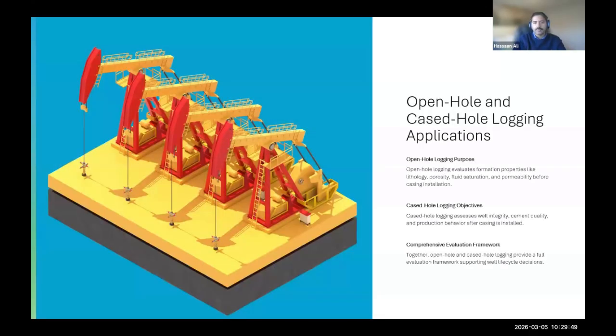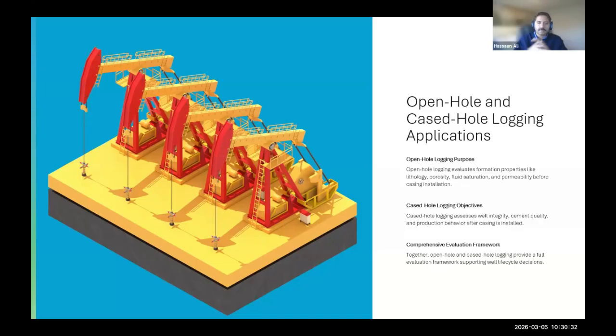We talked about the open hole and cased hole logging applications. This is a very important concept to grasp, right? Open hole logging purpose is to evaluate formation properties like lithology, porosity, fluid saturation, permeability before casing is installed. And why this is important, right? Once the casing is involved, you won't be able to determine these properties because you have a casing, which is a piece of pipe, between your tool and your wellbore. So you won't be able to evaluate all these important properties that are required to make production decisions. So you have to do it in an open hole logging scenario.